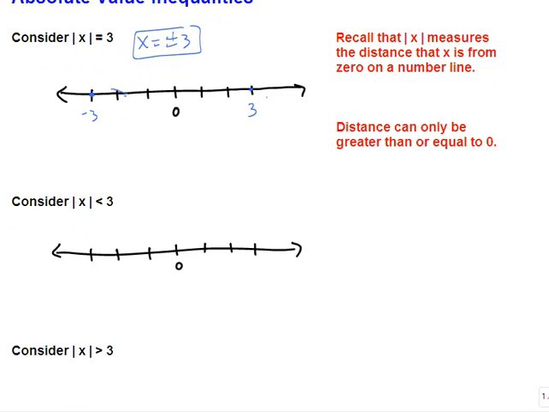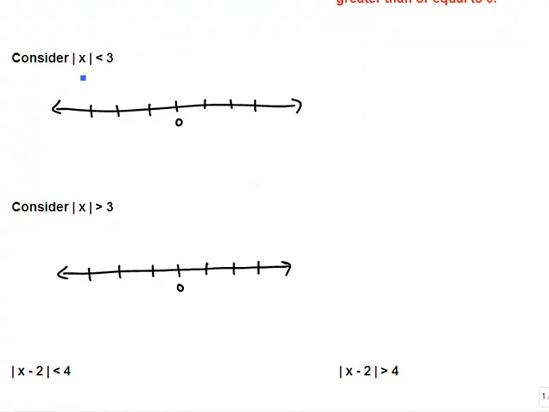Now when we make this into an inequality and ask the question, when is the absolute value of x less than 3, this is really asking the question, when is the distance less than 3? So we want the distance from 0 to be less than 3. Well, we could go 3 to the right or 3 to the left of 0. And if we want the distance to be smaller than 3, then any x's between 0 and 3 would have a distance less than 3, or any x's between 0 and negative 3 would also have a distance that's less than 3.